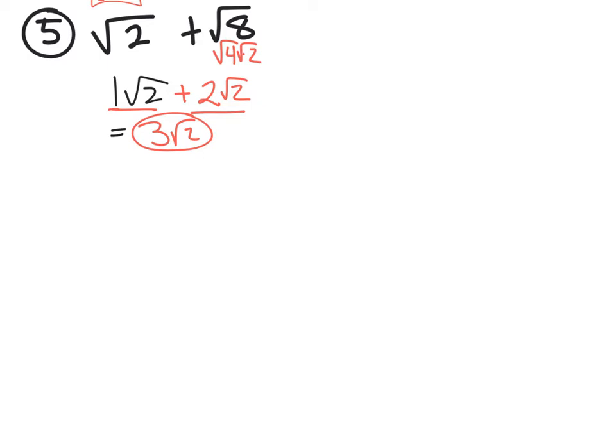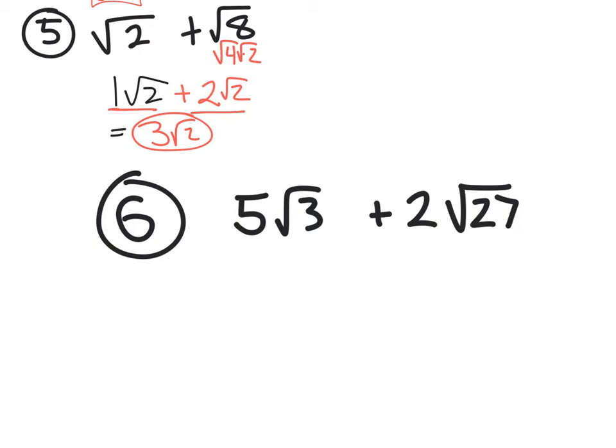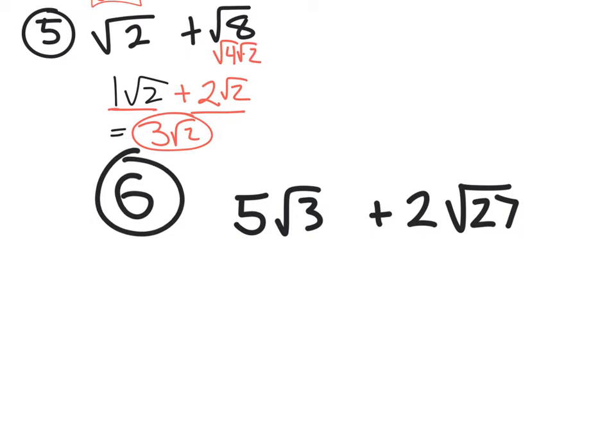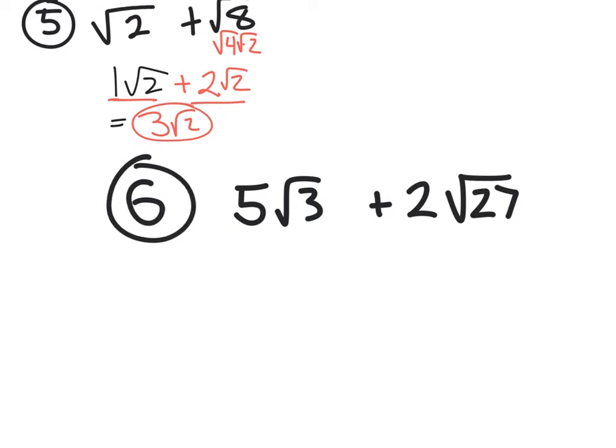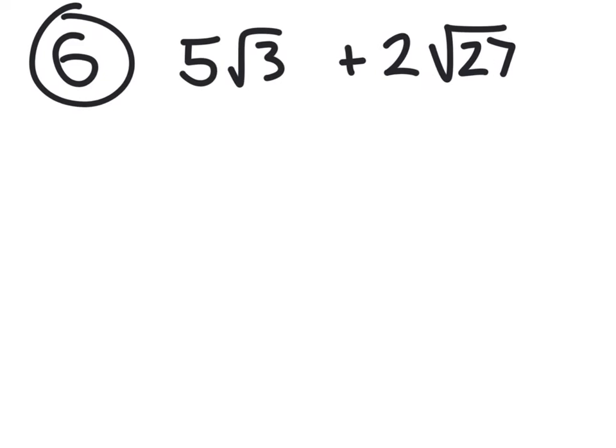So let's do another. Everybody copy this one down. 5 square root of 3 plus 2 square root of 27. 8 square root of 3. I don't even know the answer yet. It's 8 square root of 3. It's 8? Okay. No, it's not.